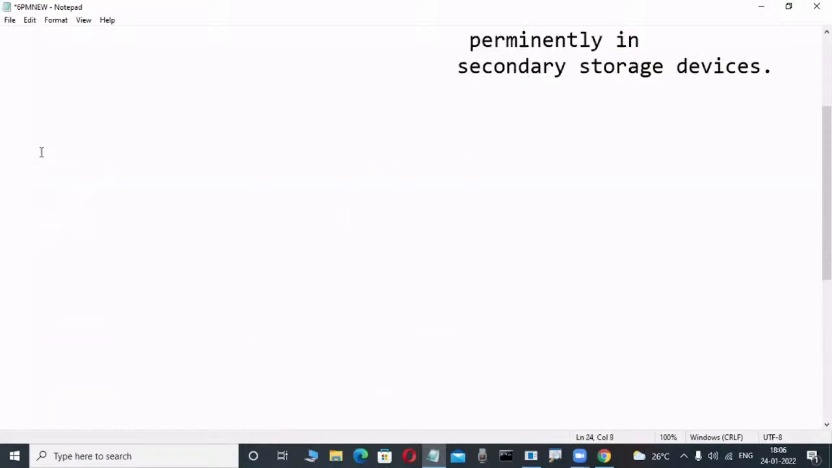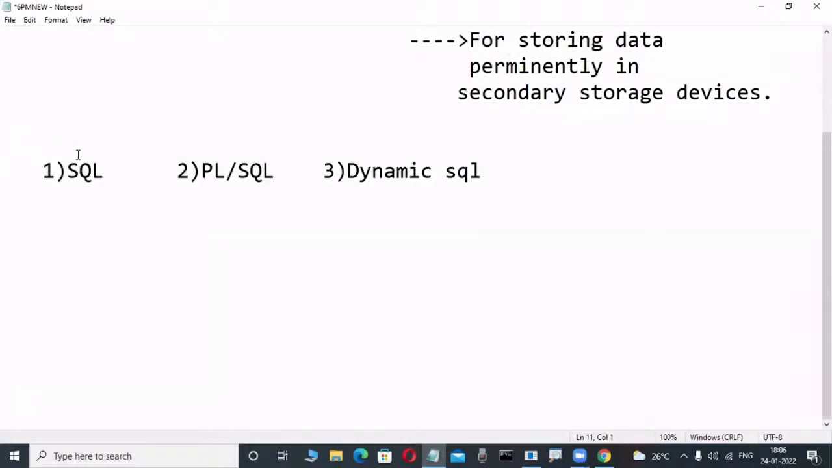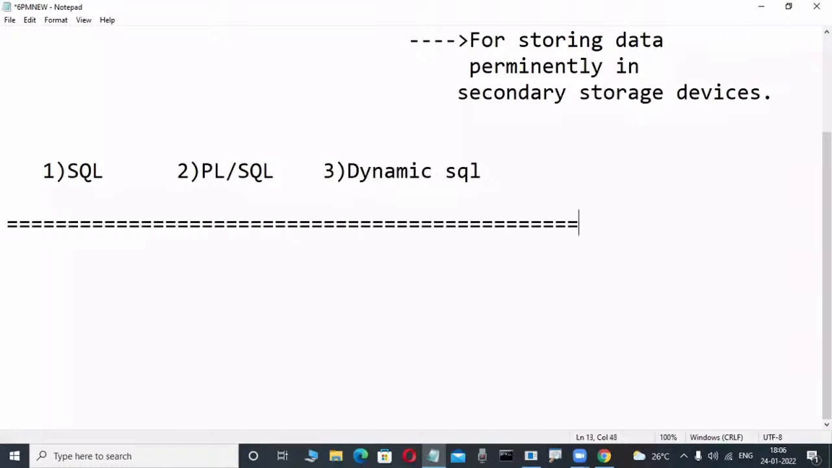But unfortunately, for the Oracle database product, if you want to operate it, we use 3 languages. One is SQL, another one is PLSQL, another one is dynamic SQL. Up to this, we learned in previous classes.